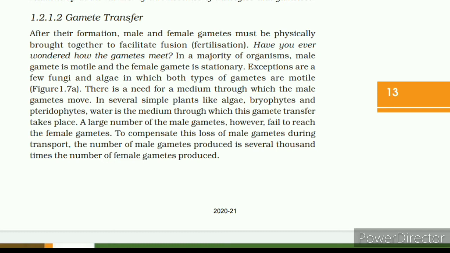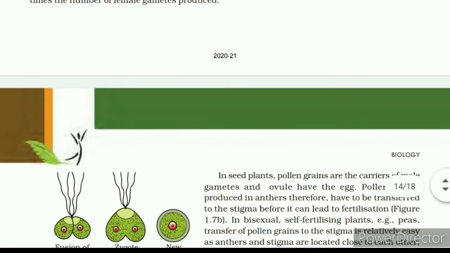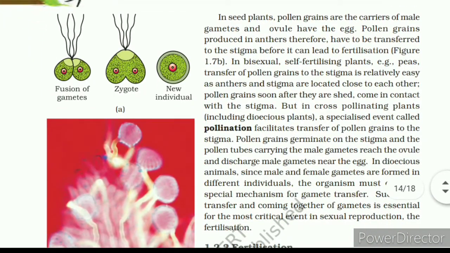Pollen grains soon after they are shed come in contact with the stigma, but in cross-pollinating plants, a specialized event called pollination facilitates transfer of pollen grains to the stigma. Pollen grains germinate on the stigma and the pollen tubes carrying the male gametes reach the ovule and discharge male gametes near the egg. In dioecious animals, since male and female gametes are formed in different individuals, the organism must evolve a special mechanism for gamete transfer. Successful transfer and coming together of gametes is essential for the most critical event in sexual reproduction, the fertilization.